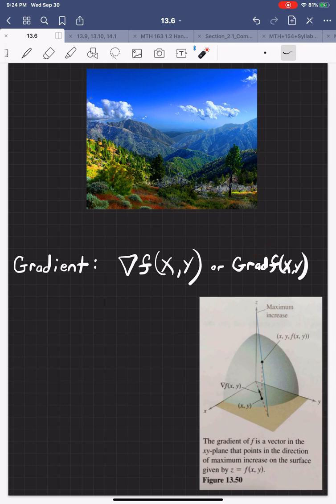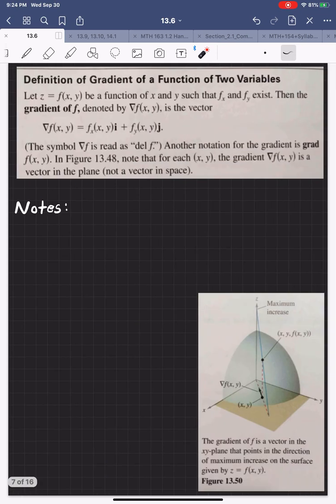So what is this gradient? We're going to talk about it. Well, it's a very special vector. So the first thing to notice, the gradient is a vector. Let's take a look. We're going to walk through the definition of a gradient, and we'll start with just two variables, functions of two variables.